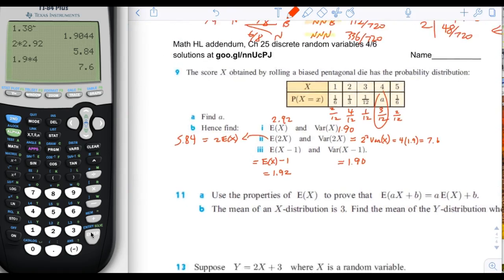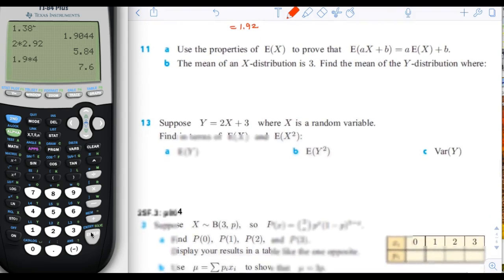Okay, so let's move on to 11. Use the properties of expected value of x to prove that E of ax plus b equals a times E of x plus b.